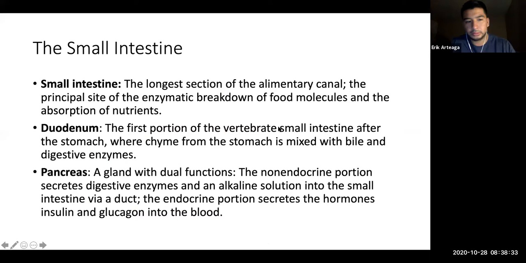Okay. So small intestine. This is the longest section of the alimentary canal. The principal site of enzymatic breakdown of food molecules and the absorption of nutrients. So as I've been mentioning before, the duodenum is the first portion of the vertebrate small intestine after the stomach, where chyme from the stomach is mixed with bile and digestive enzymes. So remember, the bypass completely bypassed a chunk of duodenum, which is a huge and important part of the absorption process in the GI system.